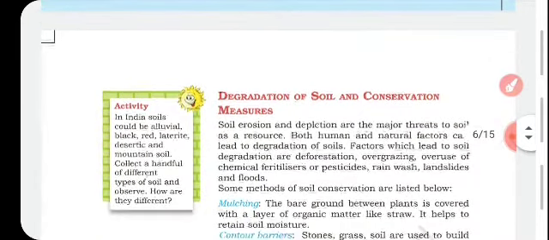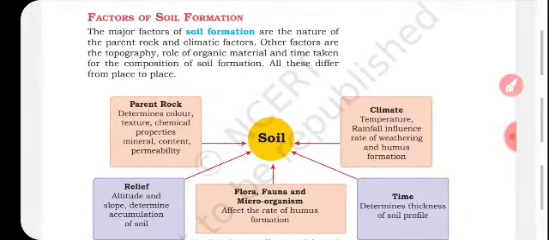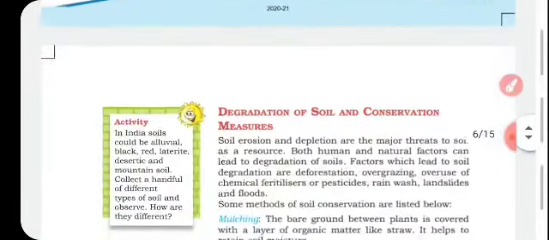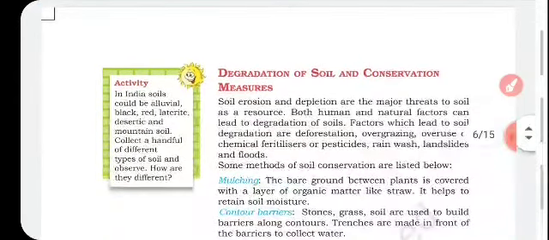Next is degradation of soil and conservation measures. Here we saw the factors of soil formation, which are basically classified into two categories: first is the parent rock and climate, and the others. Now we'll move to the next topic, degradation of soil and conservation. How the soils get degraded and what conservation measures need to be taken.